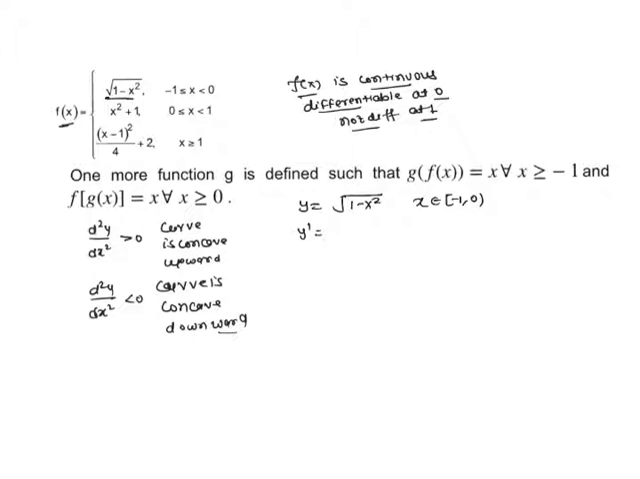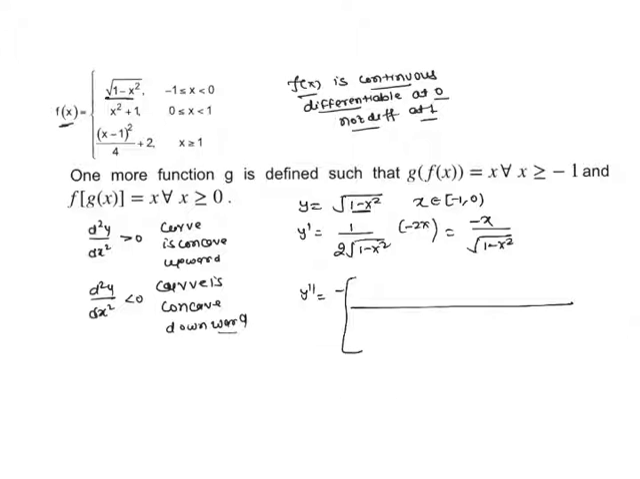So y dash. Differentiating root, we get 1 upon 2 root over 1 minus x square. Then differentiating the inside, we get minus 2x. So we will get minus x divided by root over 1 minus x square. Then y double dash. Minus we can take outside. Denominator is square, so root over 1 minus x square whole square. Denominator is outside, 1 minus x square, differentiation of x is 1, minus numerator outside, and denominator differentiation will come minus x divided by root over 1 minus x square.